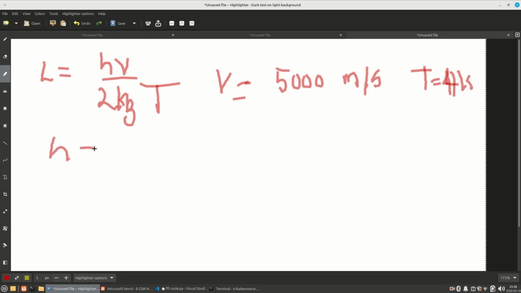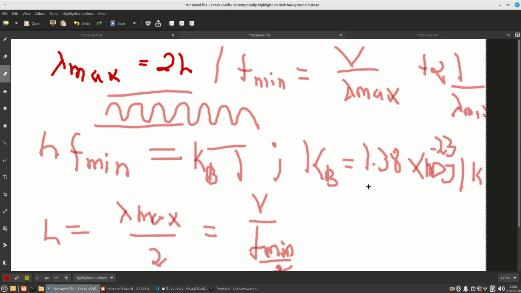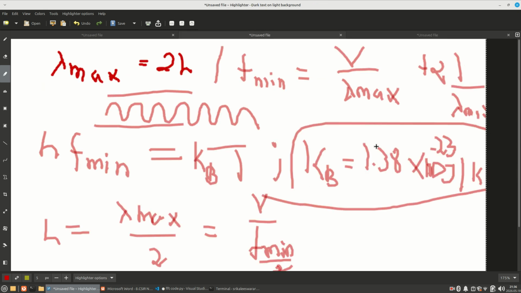What is h actually? h is a fascinating constant, Planck's constant, 6.63 into 10 to the power of minus 34 joule second, which is the unit. For kB we had already written the value here. This is 1.38 into 10 to the power minus 23.